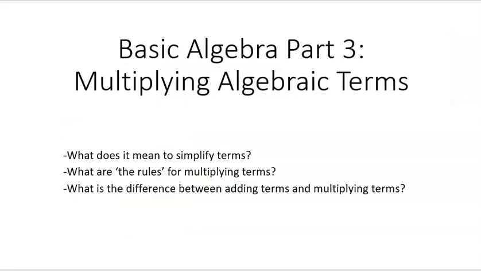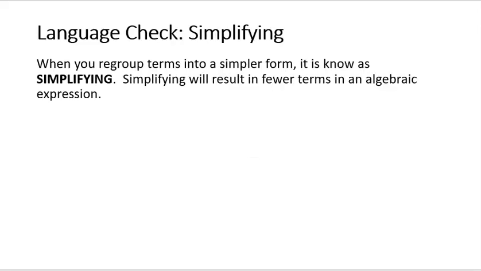Today we're going to look at Basic Algebra Part 3, Multiplying Algebraic Terms. We're going to look at what it means to simplify terms, what the rules for multiplying terms are, and what the difference is between adding and multiplying terms. So simplifying: when you regroup terms into a simpler form, it is known as simplifying. Simplifying will result in fewer terms in an algebraic expression.